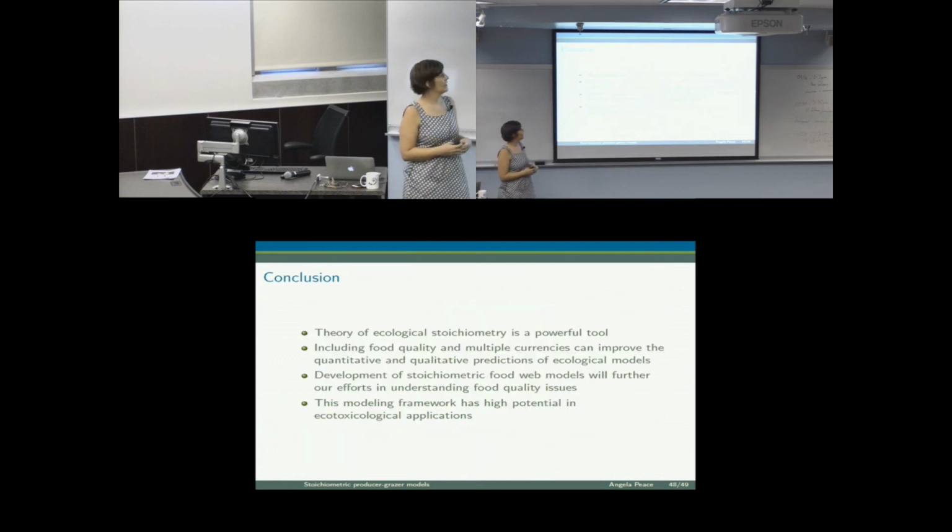So just to conclude, the theory of ecological stoichiometry is a powerful tool. Again, I hope I've convinced some of you of that. Including food quality and multiple currencies can help improve models. We see both qualitatively and quantitatively different predictions with both the LKE model and now the knife edge models. Developing a food web model like this, I think, will only further our understanding of all these food quality issues. And again, I think this framework has high potential in ecotoxicology applications.